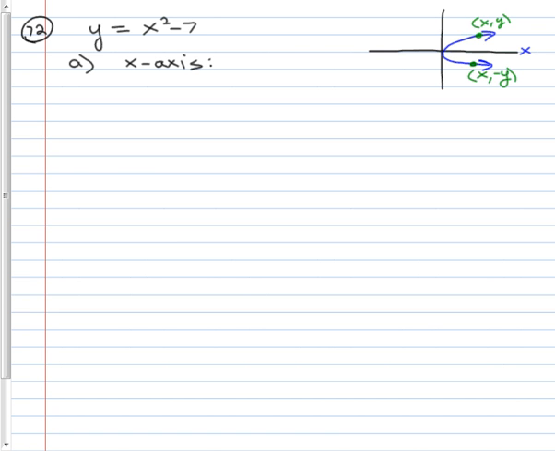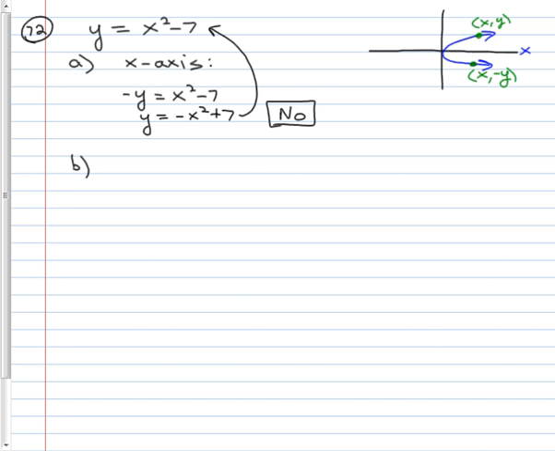That will tell me whether I'm symmetrical with the x-axis, which I hope is what they asked first. Yes. So I'm going to replace the y with a negative y equals x squared minus 7. I'm going to multiply by a negative so I can get it in the y equals form: y equals negative x squared plus 7. Does this match the original? No. This equation is not symmetrical with the x-axis.